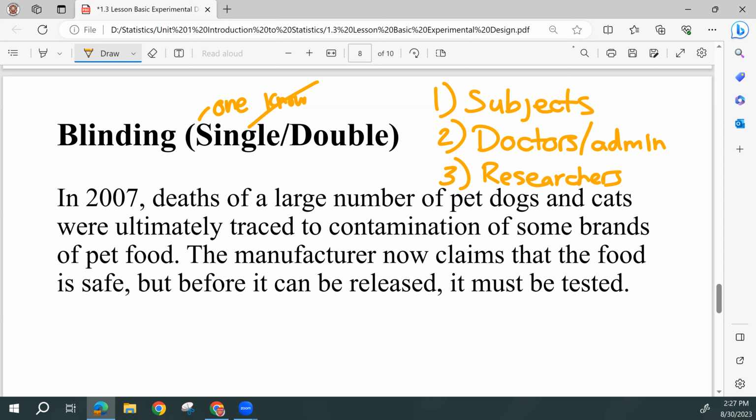If two of the groups, so the subjects and the doctors, the administrators of the treatments, both don't know, that's a double blind experiment. And so in that case, only the researchers, only the people who would be looking at and analyzing the data, would know who got what treatments. And double blind is the best way to go if you can.